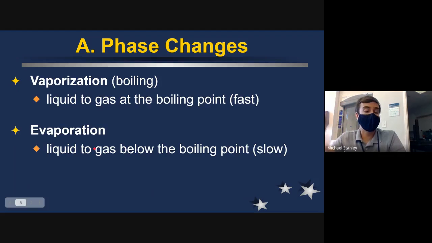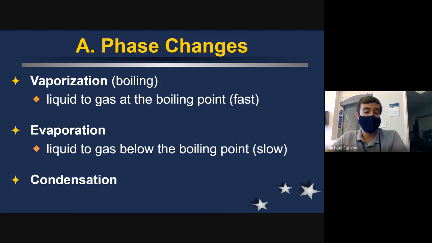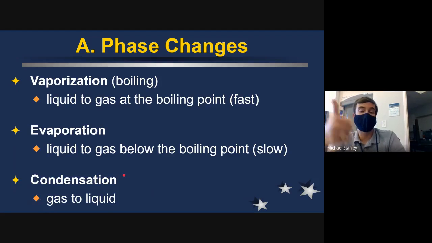So finally, we have to go in the other direction, right? We can also cool down this gas and turn it into a liquid. So we call that condensation, gas to liquid. Condensation is actually what produces clouds and rain.